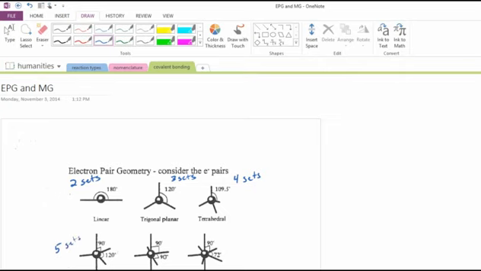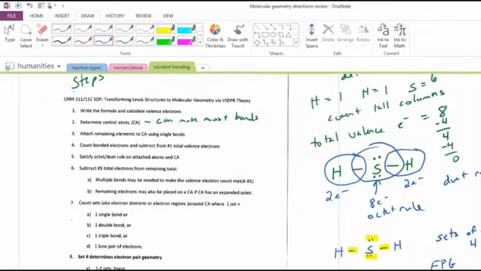5 sets gives us trigonal bipyramidal. 6 sets gives us octahedral. And 7 sets gives us pentagonal bipyramidal. So we have 4 sets of electrons, so our electron pair geometry is tetrahedral.